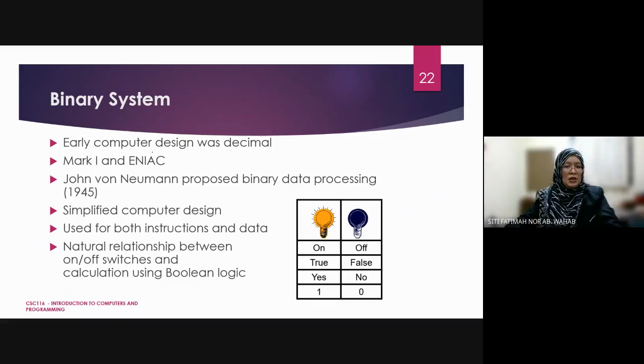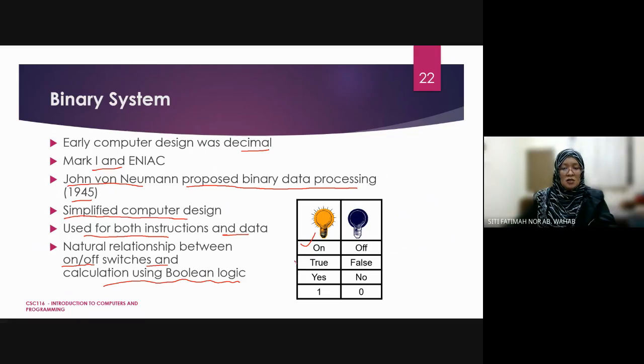The binary system: early computers were designed using decimal. We have Mark 1 and the ENIAC computer, remember? And then we already learned about John von Neumann, who proposed binary data processing in 1945. Therefore we have a simplified computer design used for both instructions and data, with the natural relationship between on-off switches and calculation using Boolean logic. On is true, or yes, or 1. When your bulb is off, it means false, no, 0. Understand?